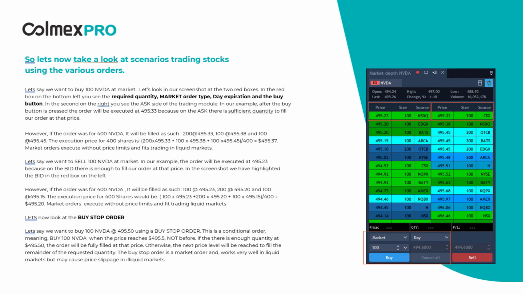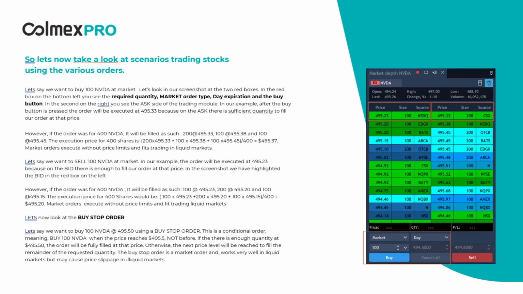So let's now look at the buy stop order. Let's say we want to buy 100 NVIDIA at $495.50 using a buy stop order. This is a conditional order, meaning that we are stipulating that we want to buy 100 NVIDIA when the price reaches $495.50 and not before. If there is enough quantity at $495.50, the order will be fully filled at that price.